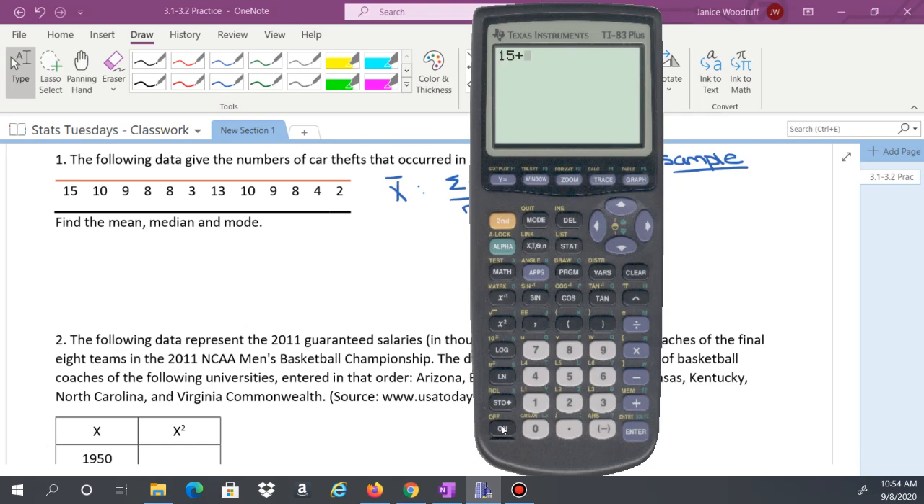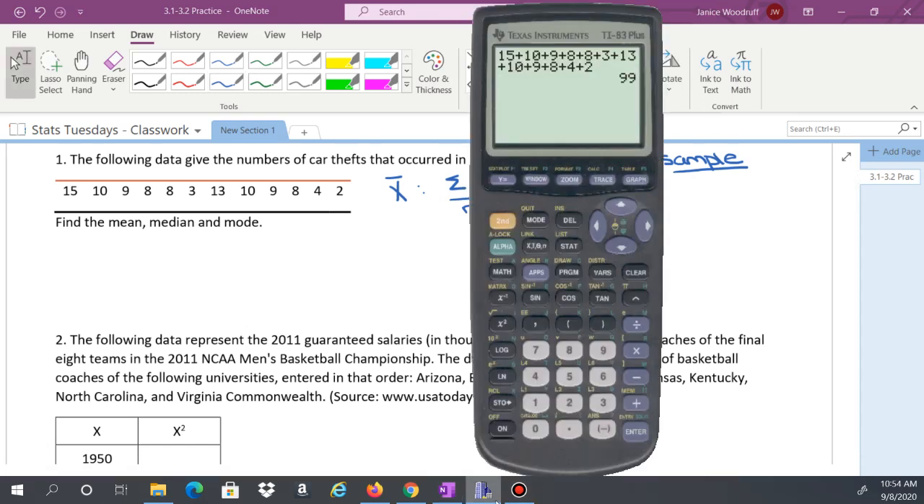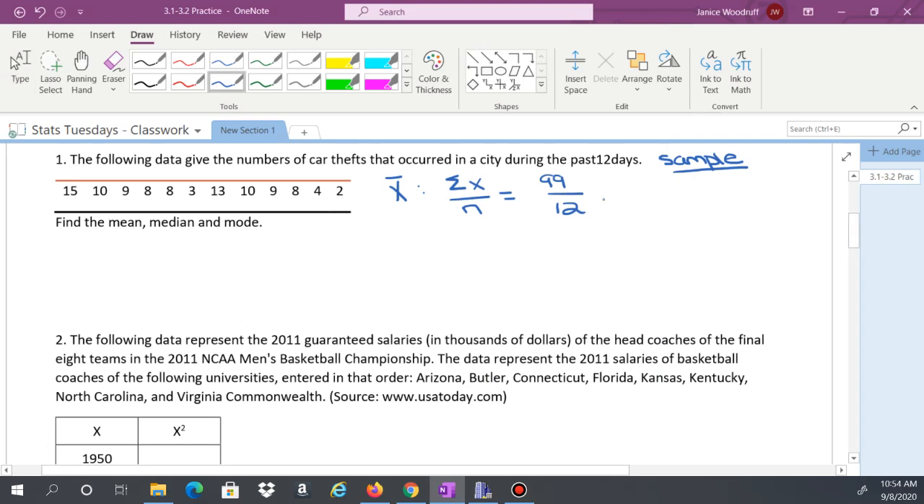So let's see. Okay, and you could do this making a list in your calculator as well if you wanted. Let's see, 99 is our sum. Did you guys get that for your sum? And how many data points do we have? 12. So 99 divided by 12, 8.25. Okay, so our mean is going to be 8.25.